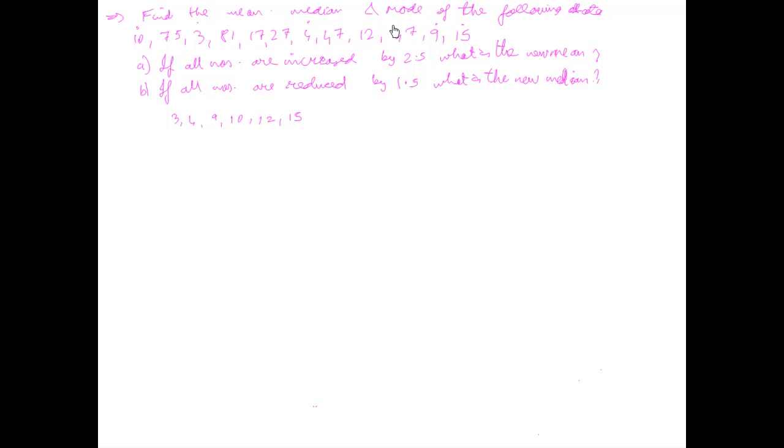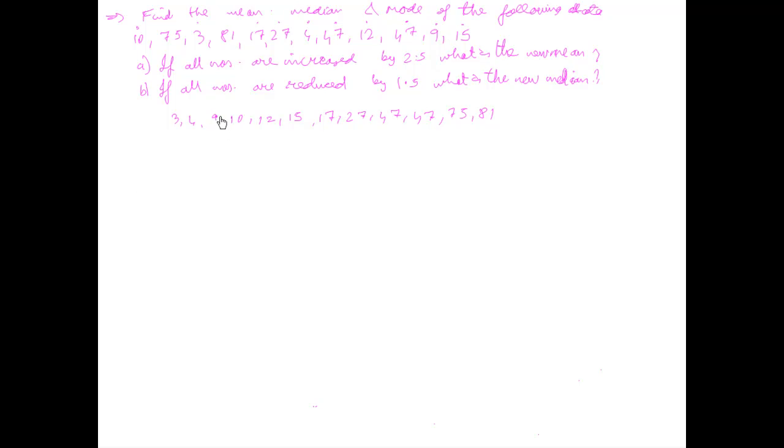12, 15. Next children comes out to be 17, 27, 47, 85 and 81. That's children 1, 2, 3, 4, 5, 6, 7, 8, 9. That's children 12 numbers here.